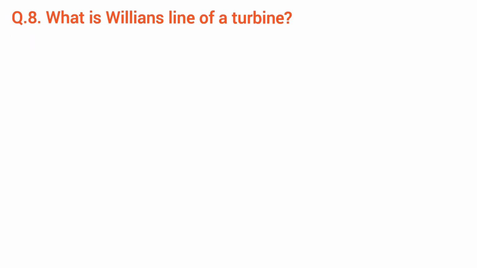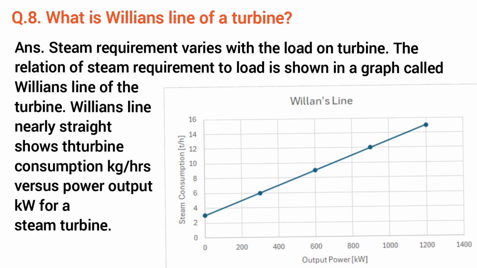What is the Willans line of a turbine? Steam requirement varies with the load on the turbine. The relation of steam requirement to load is shown in a graph called the Willans line of the turbine. The Willans line, nearly straight, shows the steam consumption in kg/h versus power output in kW for a steam turbine.